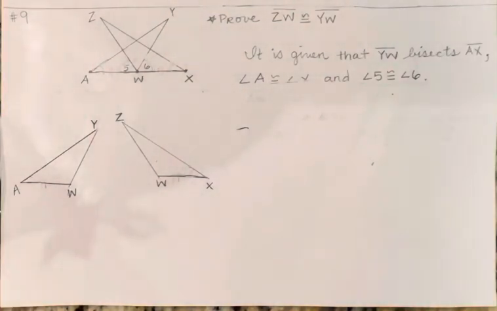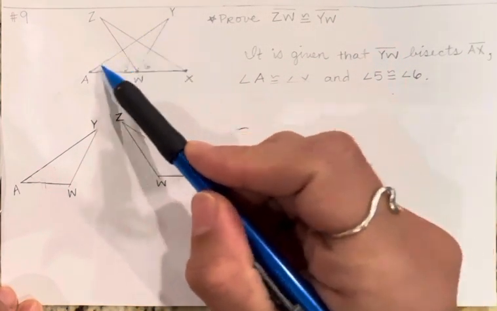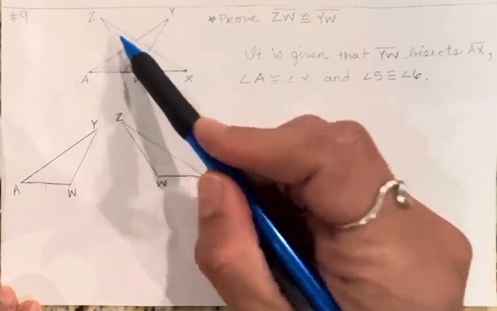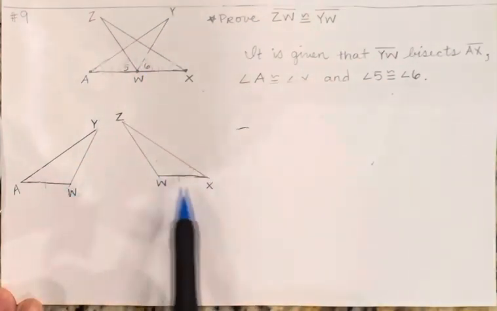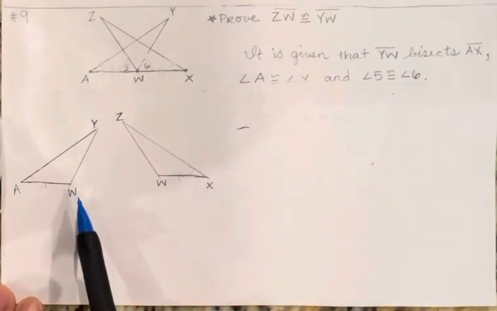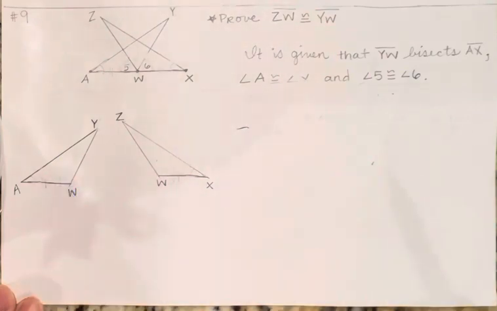Hi again, we are still on section 3.5 overlapping triangles and I'm on page 139. I will do number 9 for you. So notice I have this diagram and I see two triangles that are overlapping. I decided to separate them for you so that you can see these triangles separately.